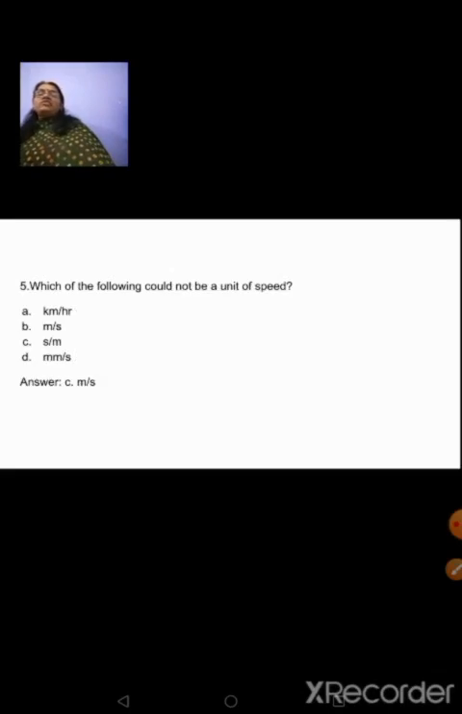Next, which of the following could not be a unit of speed? Can you all recollect the unit for speed? Is it kilometer per hour, meter per second, second per meter, millimeter per second? So here kilometer per hour is the unit for speed, and meter per second, because kilometer can be converted to meter and hours can be converted into seconds. Millimeter per second can also come. So what will be the odd man out here? Second per meter. That is your option C.